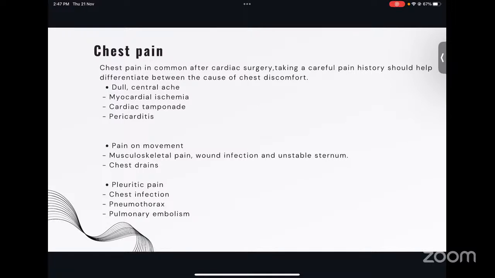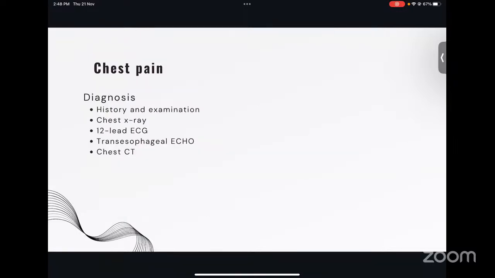pericarditis, and peptic ulcer disease. If the pain comes with movement, it may indicate musculoskeletal pain, wound infection, or unstable sternum. If the pain is pleuritic, it may indicate chest infection, pneumothorax, or pulmonary embolism. After taking a careful history and examining the patient, especially if the patient has a history of peptic ulcer disease, we have to check the drug chart for non-steroidal anti-inflammatory drug usage.